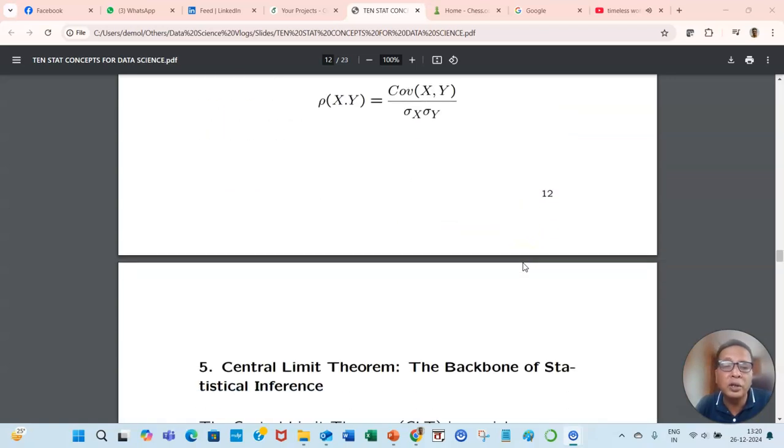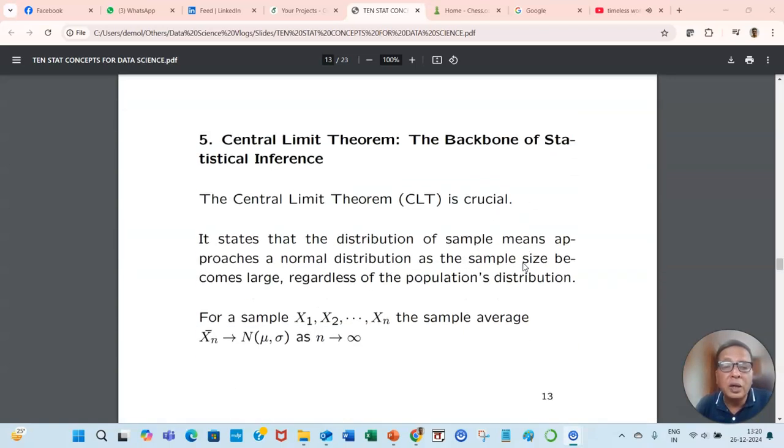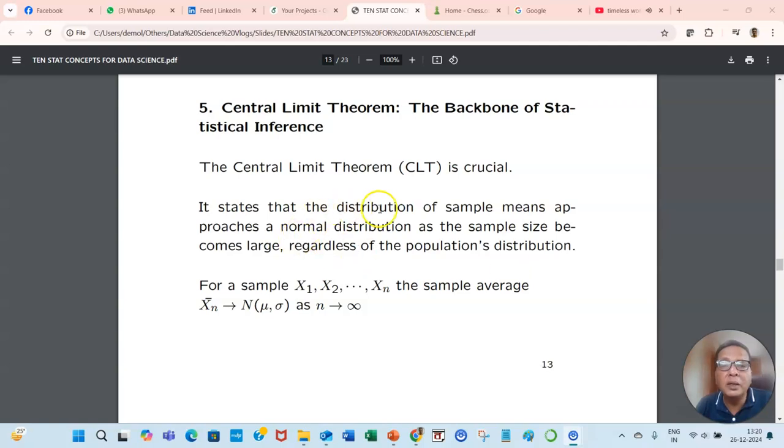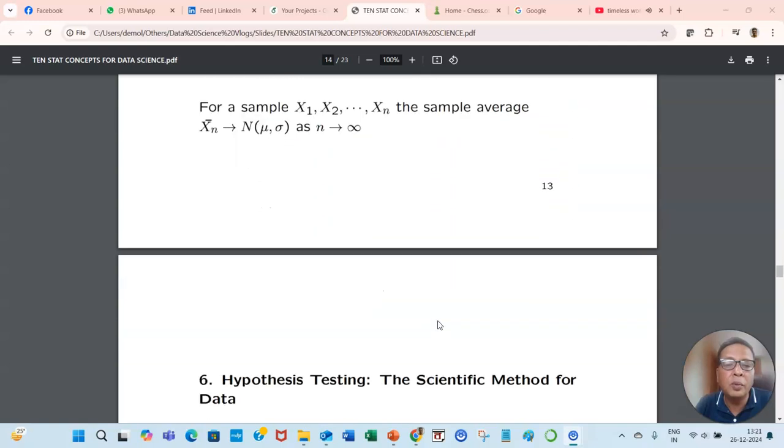There is no correlation. Then comes central limit theorem. It states that the distribution of sample means approaches a normal distribution as the sample size becomes large, regardless of the population distribution. The underlying population distribution doesn't matter, but if x1, x2, ..., xn is a sample, x n bar converges to normal (mu, sigma square by n) as n tends to infinity. The larger the sample, the better the approximation to normality.